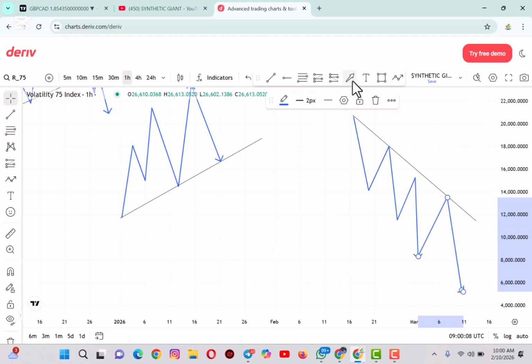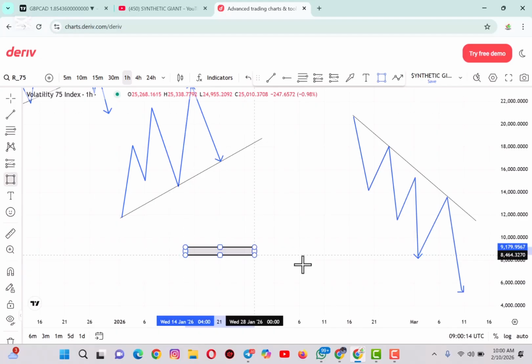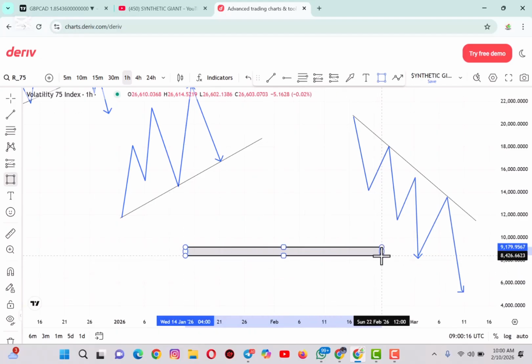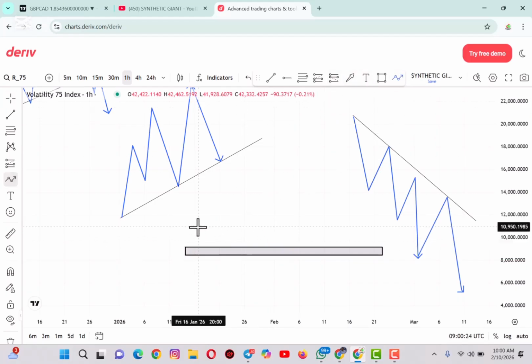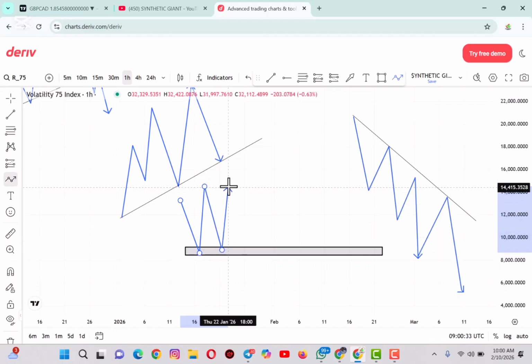And of course, like we all know, support is a region in the market where prices tend to reverse to the upside, and a resistance is a region in the market where price tends to reverse to the downside. Okay, so if I have this particular point, if price is coming down to this level and it is acting as a support, that means price will react to the upside. If it comes again, it will react to the upside.